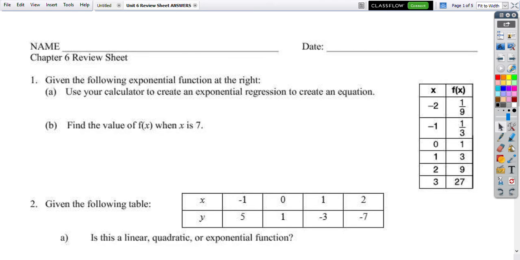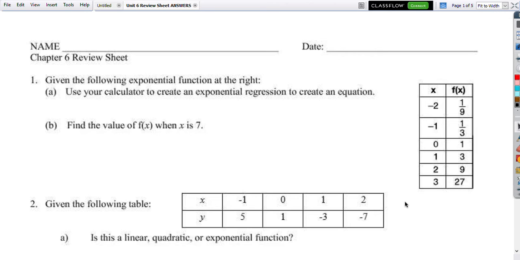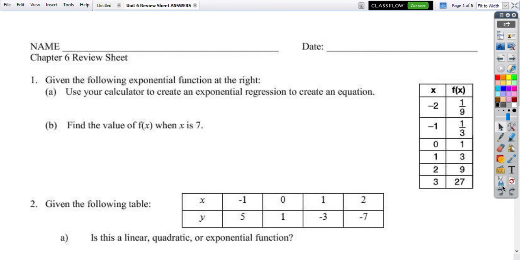All right, so just going through the chapter 6 review sheet, just a quick video to go through it. The first one we had was the exponential function, and you're doing a regression. So just type into the list of spreadsheets the x and the y here, okay? And then you're going to go to menu, stats, and then calc, and then choose A with its exponential regression. So we're looking to get it in the form y equals ab to the x, okay?